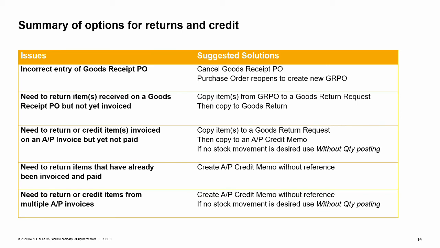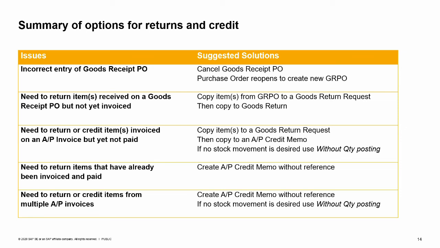For incorrect entry of a goods receipt PO, you can cancel the document. The related purchase order will reopen, so you can create a new GRPO. The same is true if you incorrectly enter an invoice: you can cancel and reissue the invoice from the GRPO. If you need to return items received on a goods receipt PO that is not yet invoiced, it is useful to copy to a goods return request. The system will automatically suggest copying to a goods return.